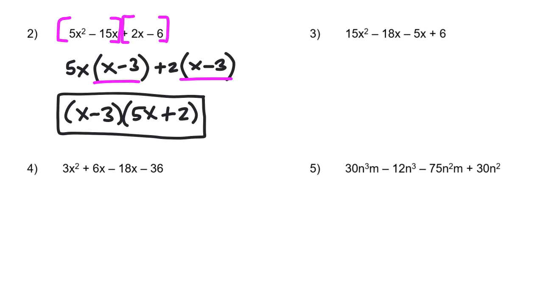All right, number 3, check for an overall GCF. There is not an overall GCF in this one, so I'm going to group the first 2 terms together and look for a GCF between 15x squared and negative 18x. In this case, we can factor out a positive 3x.